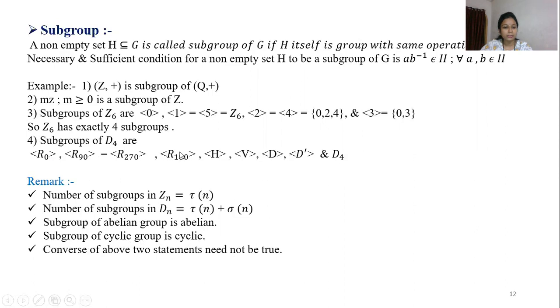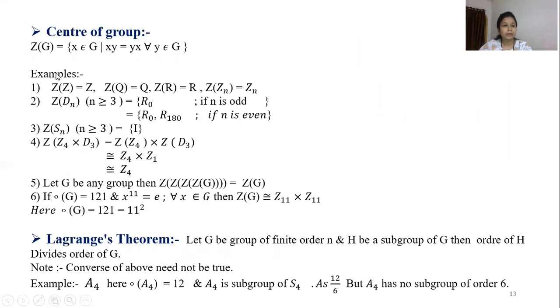It has order 2. It is a cyclic group, but D4 is not cyclic because D4 has no element of order 8. Therefore, this is a counterexample. The converse of the above need not be true. Next, we will go to the next point.